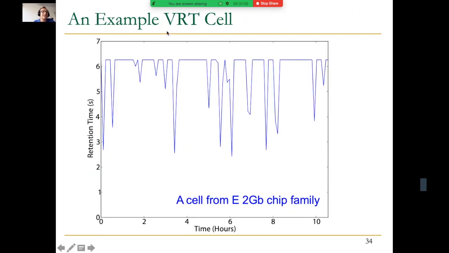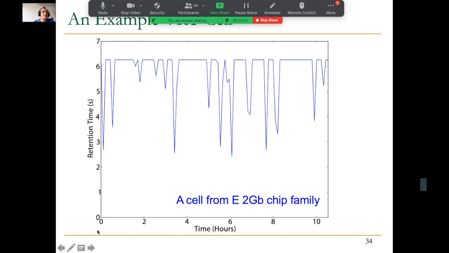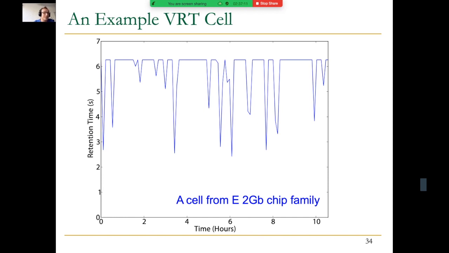Okay, so this is a real example of a VRT cell. You're looking at a real example plot from one of our real chips. We've tested the chip for hours, as you can see. And this is the retention time. This is at very low temperature, I believe 45 degrees Celsius. That's why the retention time is very high for that particular cell. And we didn't test beyond 6.1 seconds. Basically, that was the longest we tested. Assume that that's the longest. But you can see that the cell alternates. The retention time is not constant, right? It's alternating between multiple different states. And the lowest state is over here, as you can see, 2 point something seconds.